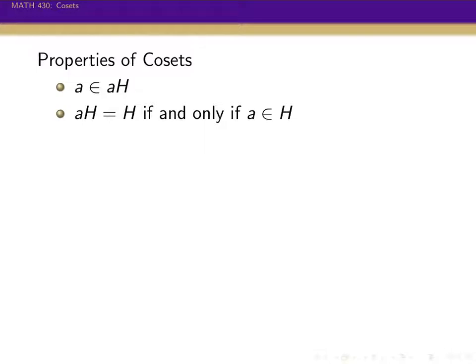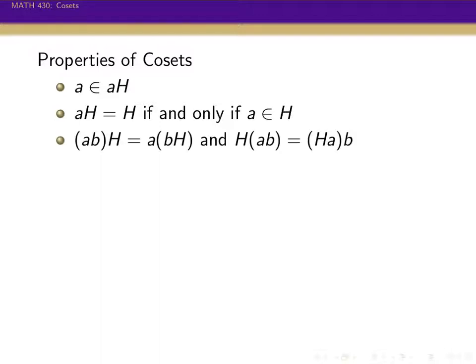So I mentioned this before. If AH is equal to H, then that means that the identity is inside AH. And if the identity is inside AH, that means that A inverse had to have been in H. And if A inverse was in H, then A has to be in H as well. This is pretty obvious if you think about it.